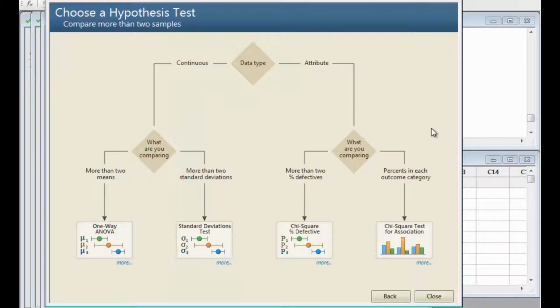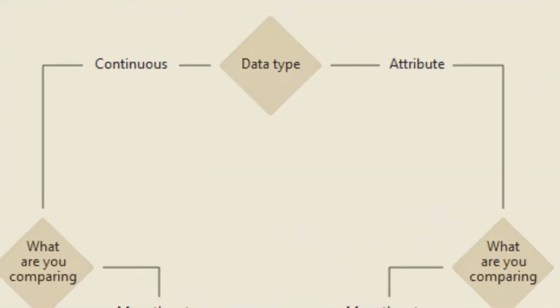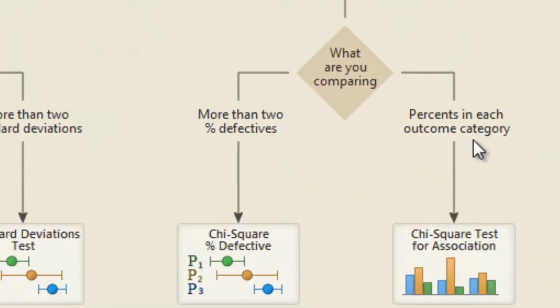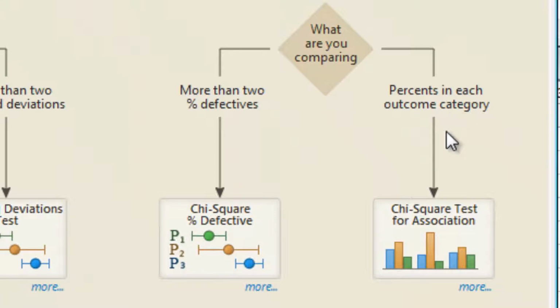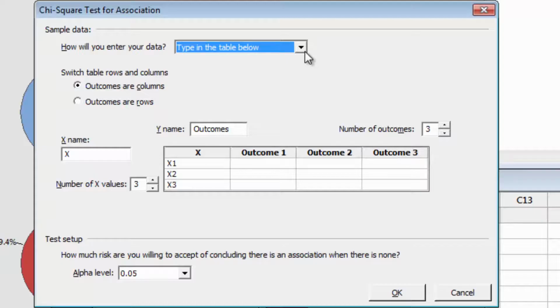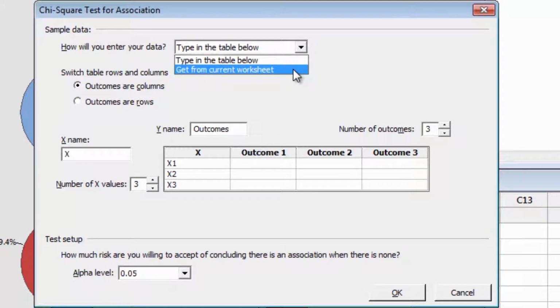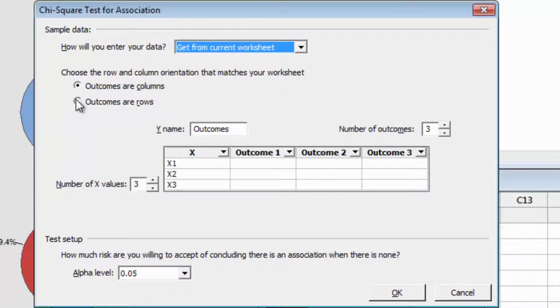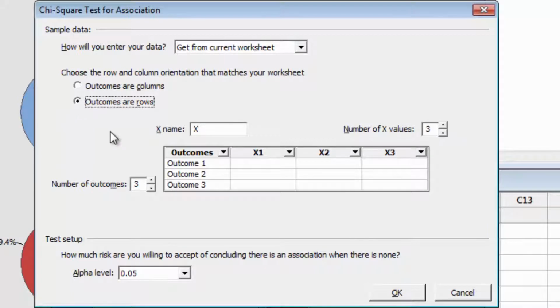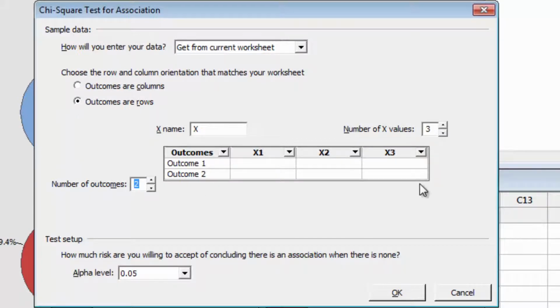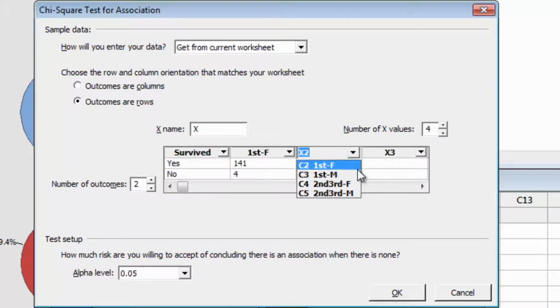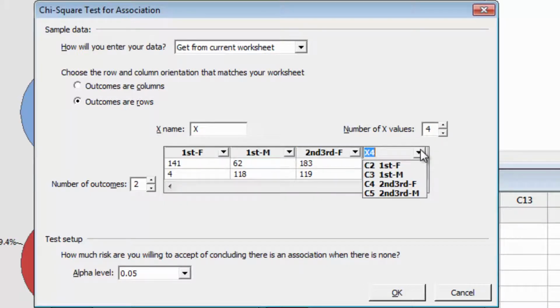The assistant's decision tree continues to guide you to the correct analysis. We know we have attribute data, and we want to compare percentages in outcome categories, so the chi-square test for association is appropriate. We already have summarized data in our worksheet, and the outcomes are rows. We have 2 outcomes and 4 X values. Select the appropriate columns to complete the dialog box.